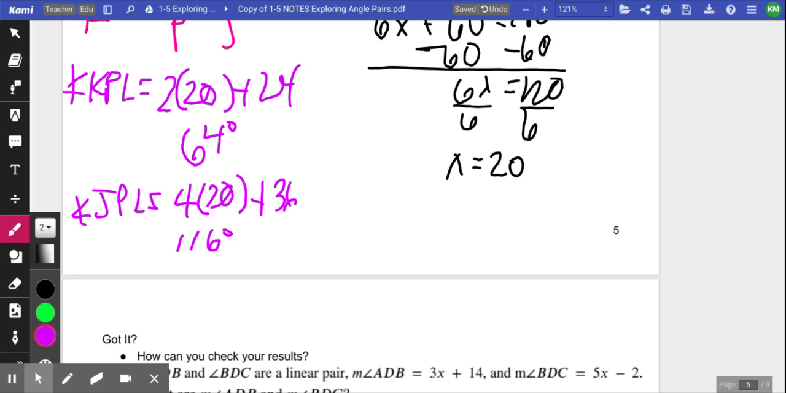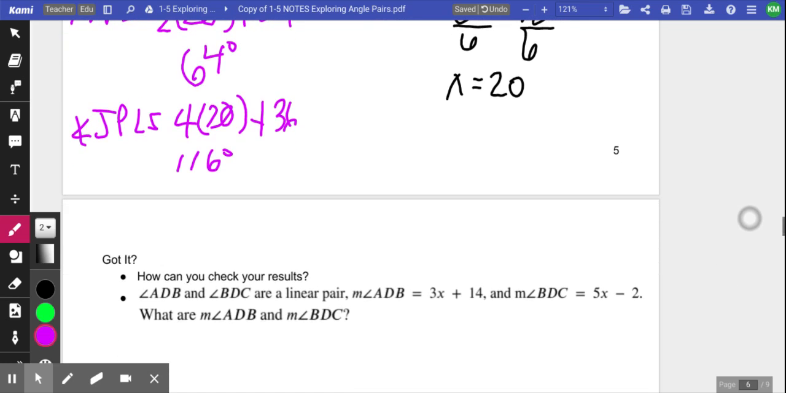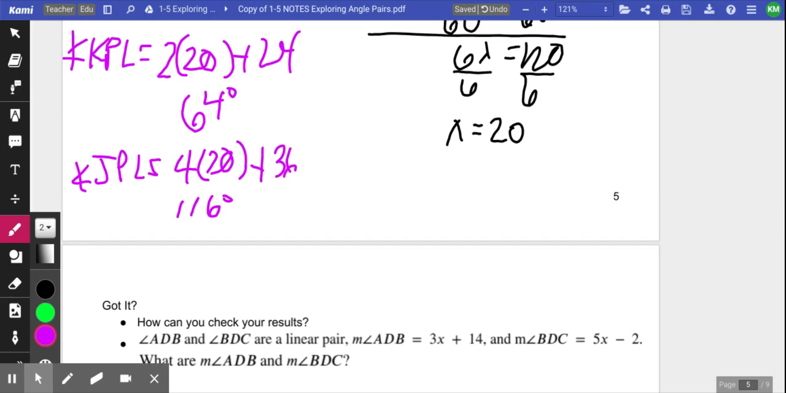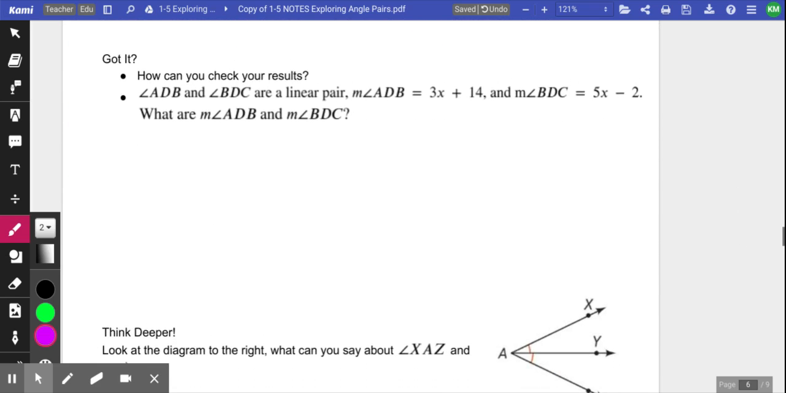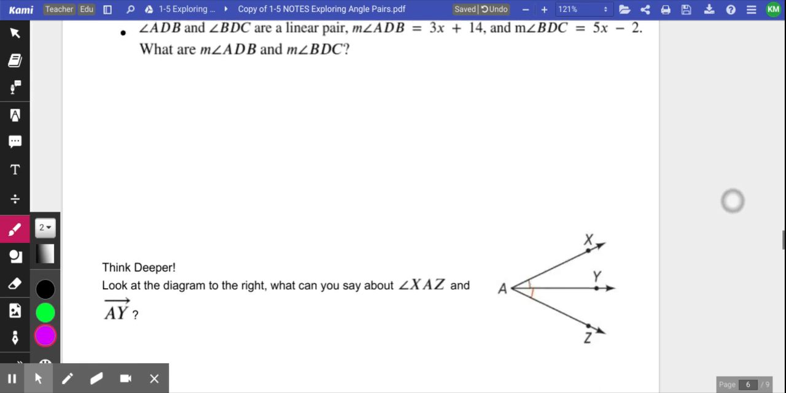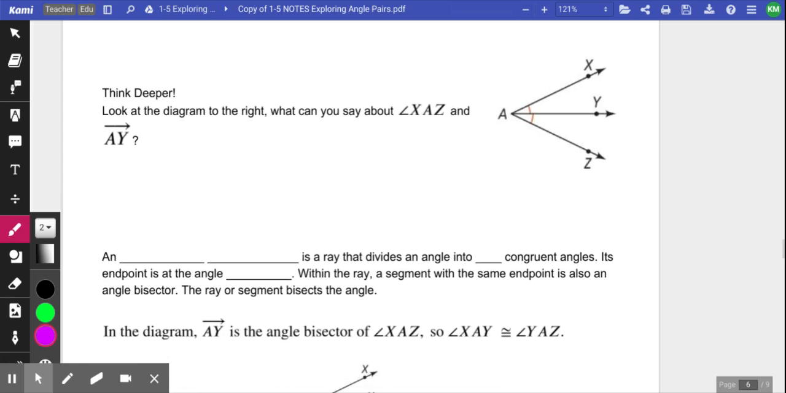And a quick little check on the next page, it says, how can you check your results? Well, think about it. Those two, 116 and 64, have to add to 180. And they do, so we know we are good and accurate. Okay, so here again is another practice. You can go ahead and try that practice out. The answer key for this question will be posted at 122, so you can check your work with that. And I'm going to move on now to talking about angle bisectors.